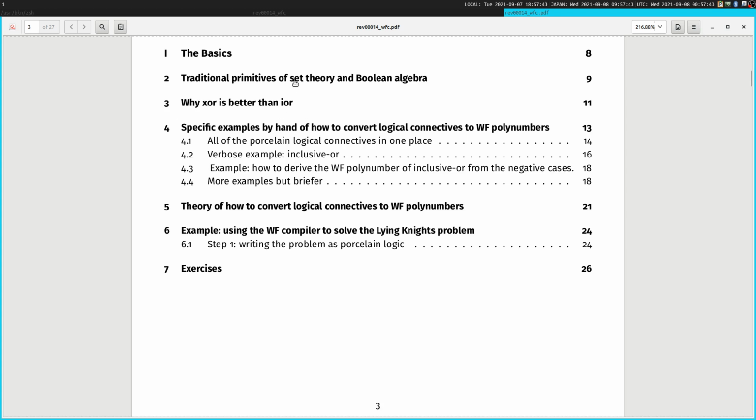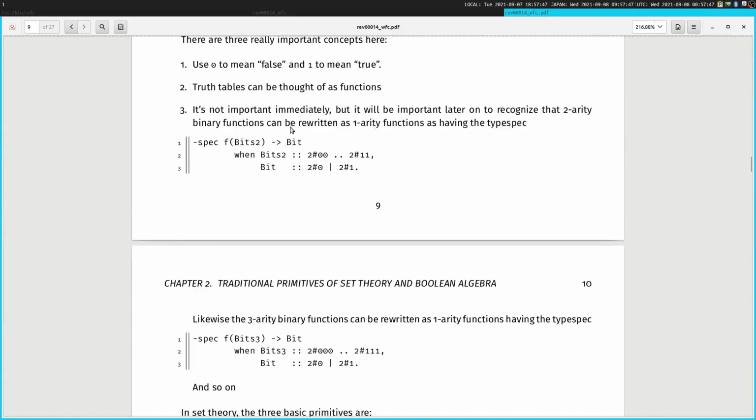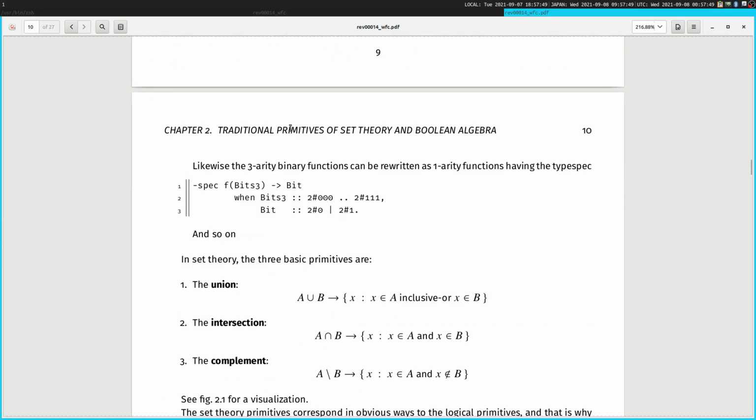So first we talk about the traditional primitives of Boolean algebra. So traditionally in Boolean algebra, you think about these sort of three operations of set theory. Again, I mentioned mathematicians think of Boolean algebra as just the thing below set theory. So sets are a functor over Boolean algebra, if you prefer category theory. We have the union, the intersection, and the complement.